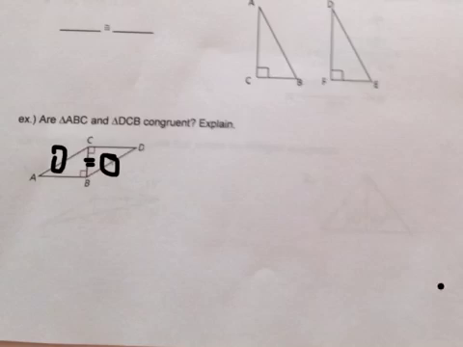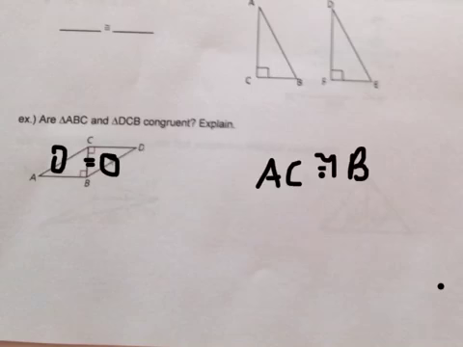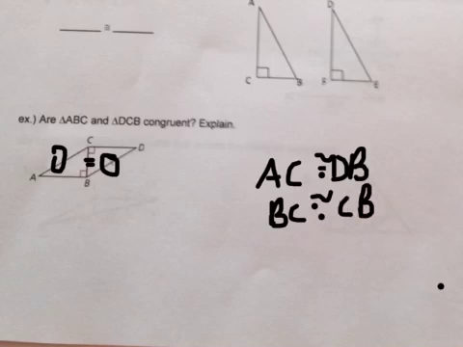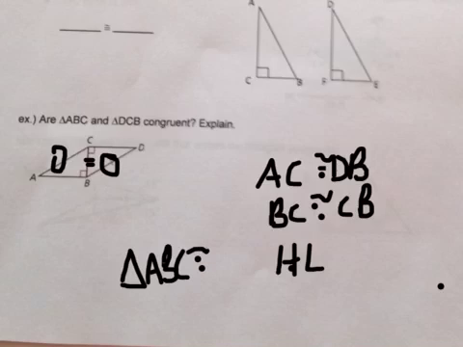So because the hypotenuse AC is congruent to the hypotenuse DB, and because BC is congruent to CB, and one's a hypotenuse and one is a leg, we can say that the triangles are congruent. So we would say yes, the triangle ABC is congruent to the triangle DCB, and our reason would be hypotenuse leg.